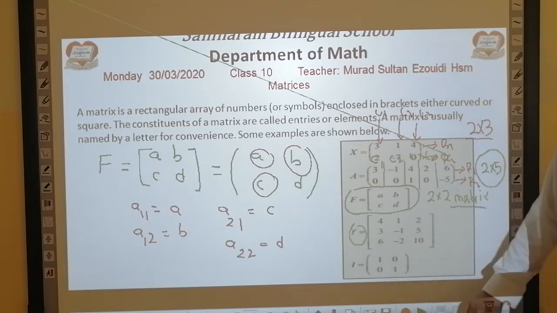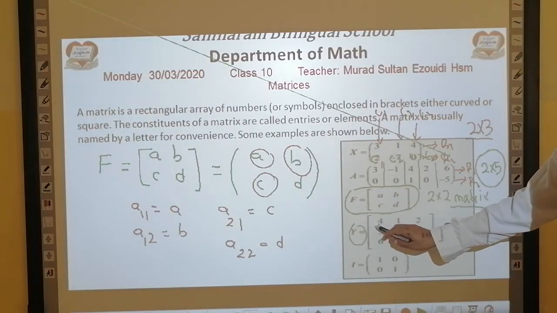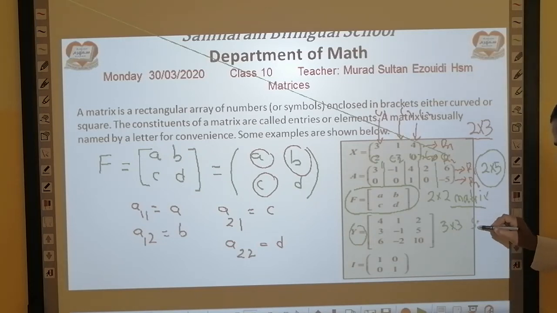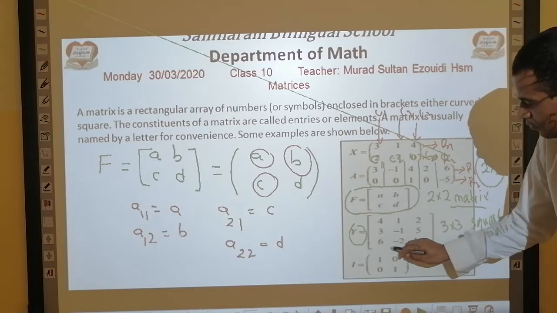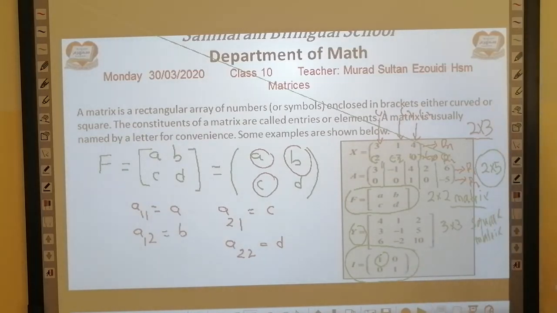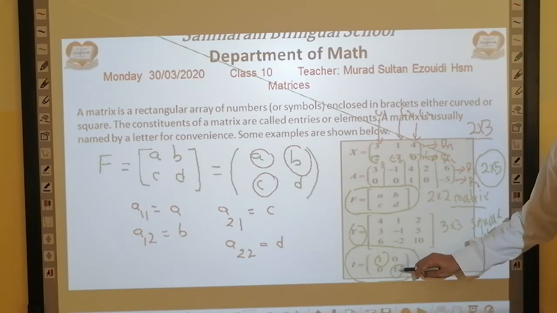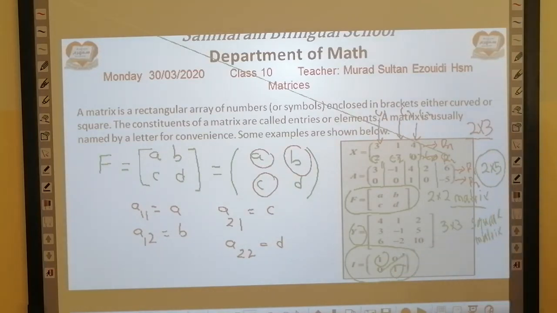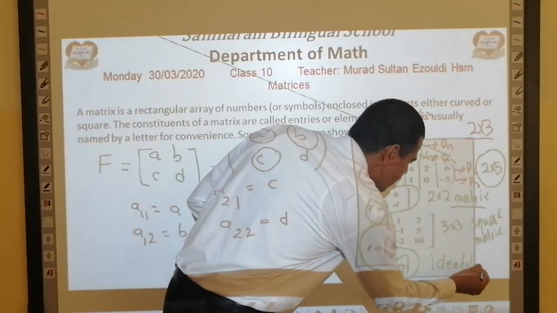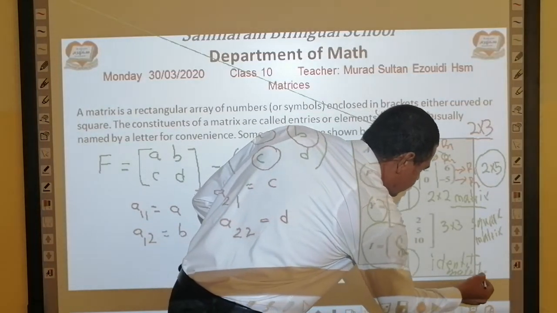The Y also, it consists of how many rows? One row, second row, third row. And how many columns? One column, the second one, the third one. So the order of this matrix is 3 by 3. Also, it's called what? A square matrix. We'll see this after. And the last one, identity matrix. Why? Because the value on the first row, first column is 1. The value on the second row, second column is 1. And the others are 0. It is called an identity matrix.